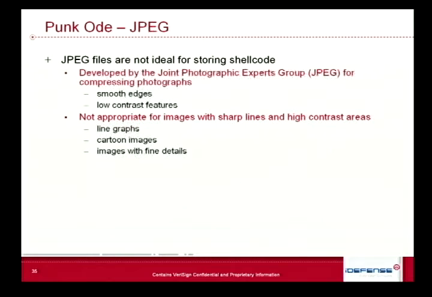Yeah, JPEG files are not ideal for storing shellcode. They're developed by the Joint Photographic Experts Group for compressing photographs, which tend to have smooth edges and a lot of low contrast features, where nothing changes too much over space. They're not appropriate for images with sharp lines and high contrast areas, like line graphs, cartoon images, or any image with fine details, and shellcode is fine detail.